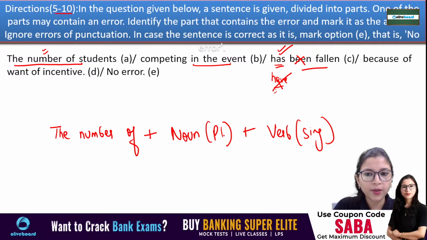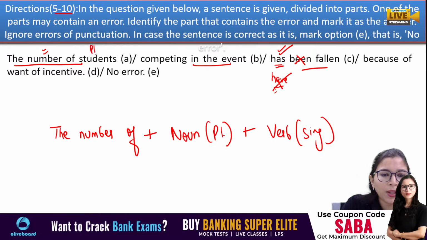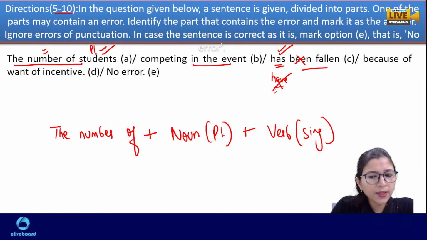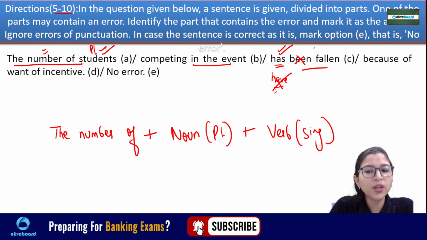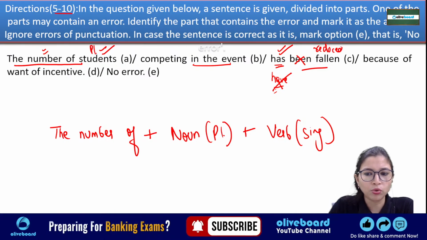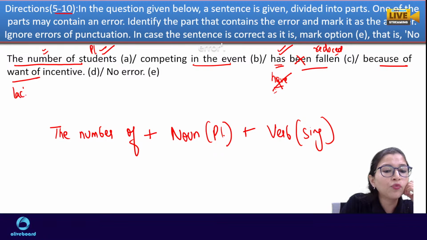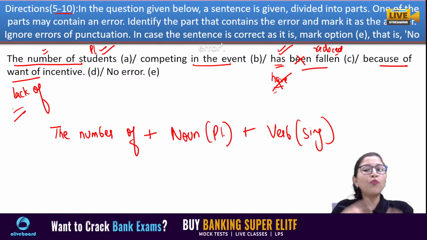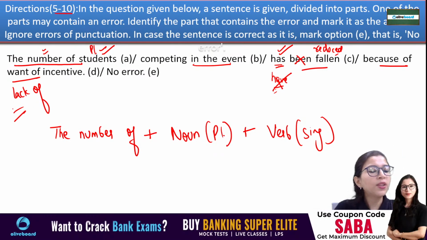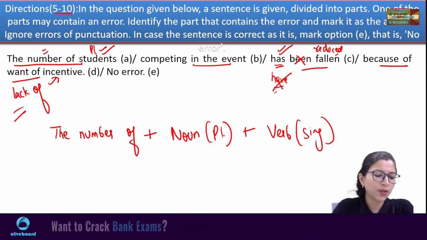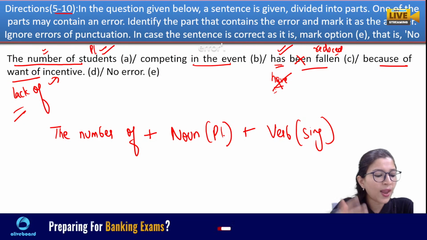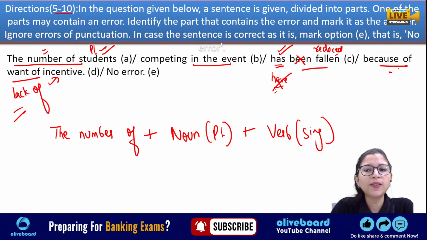Naveen, I'm coming to that point. So the number of students, plural noun, absolutely correct. Competing in the event has fallen, that number has reduced, not has been reduced. Okay. Because of here means what? Lack of incentive. So why has that number reduced? So that number has reduced because of lack of incentive. So everything is correct. So because of lack of incentive, D part is absolutely correct.